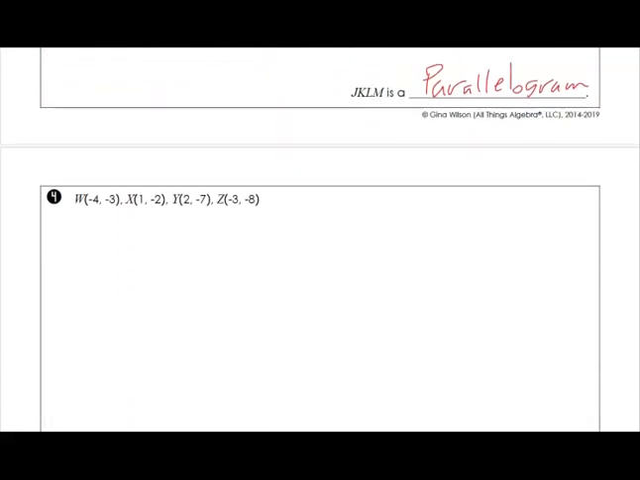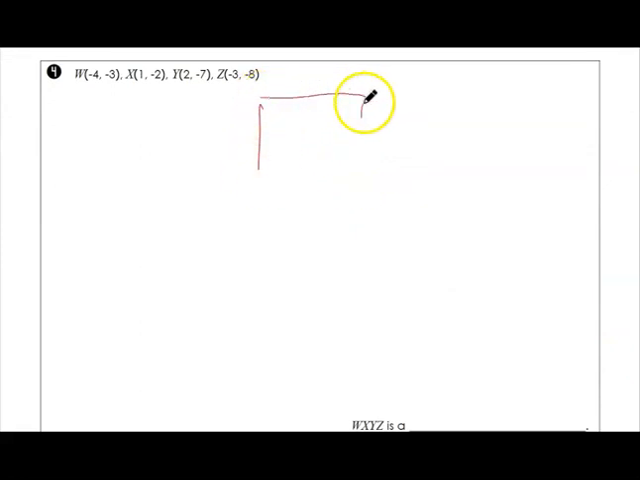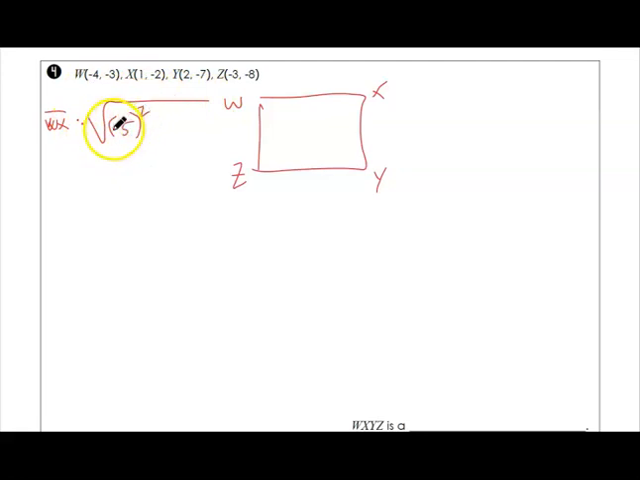Right, let's check out number 4. W, X, Y, Z. We'll check out WX. Negative 4 minus 1, negative 5 squared. Negative 3 plus 2, negative 1 squared. So this is going to be the square root of 26.